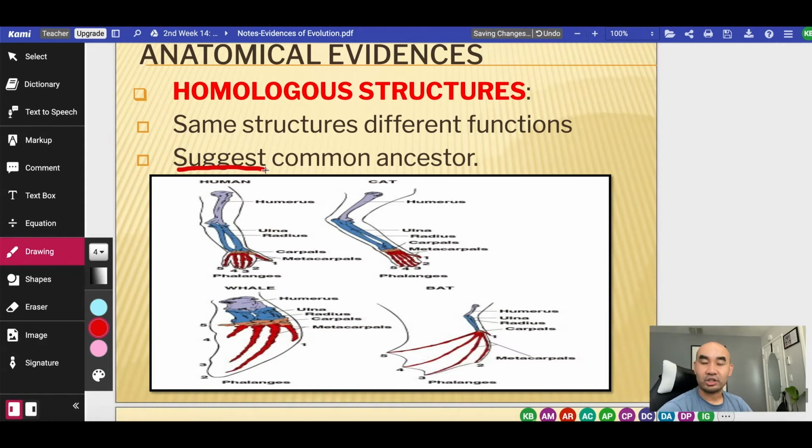Because they have the same structure, but over time, since they have to fit into the environment, they learn to use it differently. For example, just imagine this. You and your brother or siblings have the same features in your family, but over time, you grow up to do different things because you're in different environments. So it's kind of like that. So homologous does suggest a common ancestor, okay?